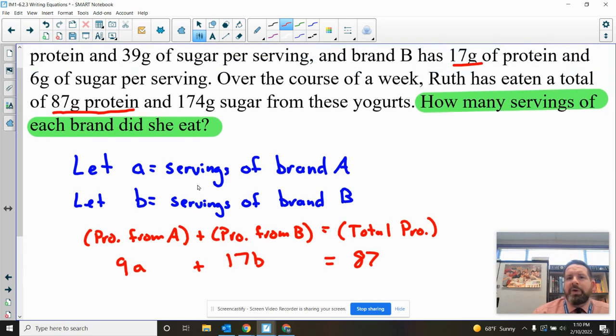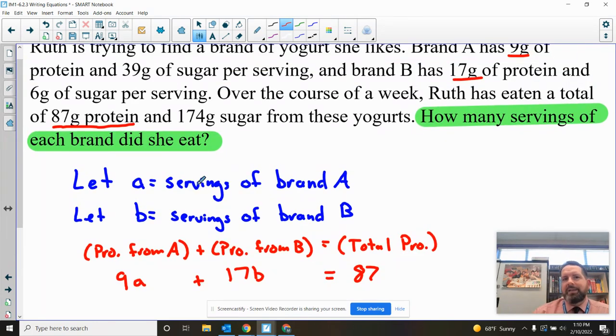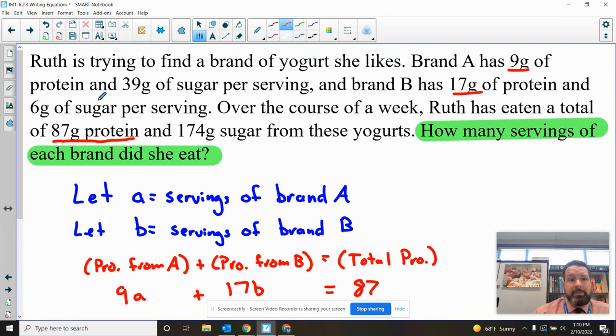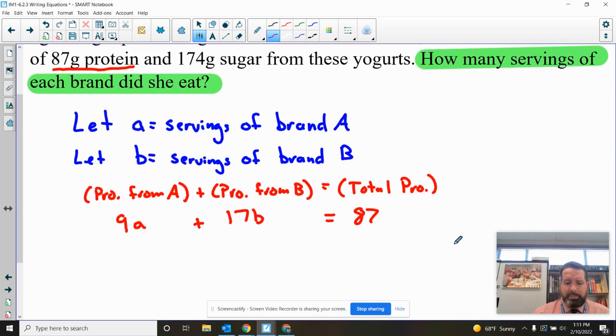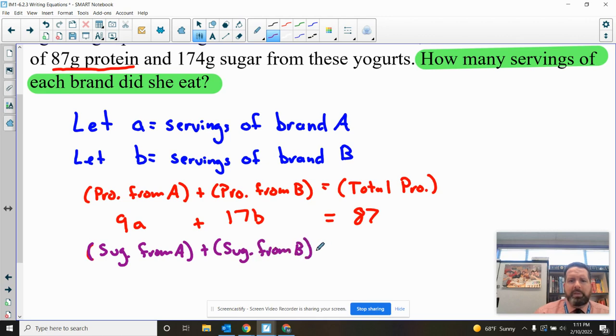I'd like you here to try and do your best to write now a second equation for the sugar. You can do a pause if you like. I'm going to get my sugar equation set up here. Again, going to think through the process. So I start with sugar from brand A, that's the total, and the sugar from brand B. Add those together, that's going to be my total sugar.